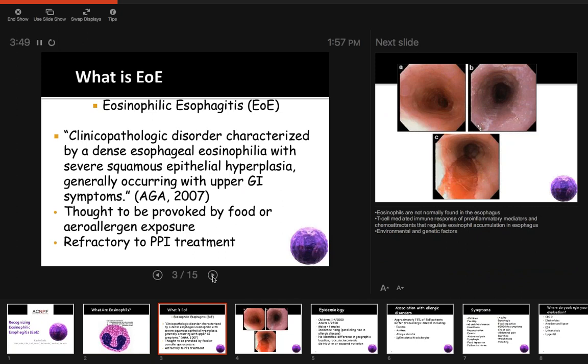The eosinophil, again, should not be in the esophagus, so when it is in great number, it can cause significant problems with hyperplasia, which then leads to the various symptomatology. It is thought to be provoked by food or aeroallergen exposure, with a high propensity of allergic disease in people with EoE. And it tends to be refractory to PPI treatment, proton pump inhibitors, or really even any acid suppression. However, there is some concomitant illness at times, so you will find people with EoE who also have GERD who are on PPI treatment or some sort of acid suppression therapy.